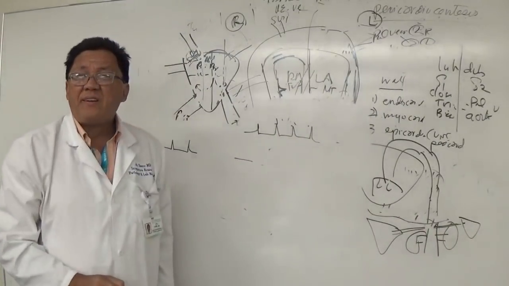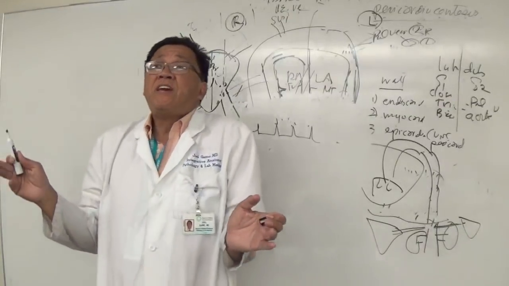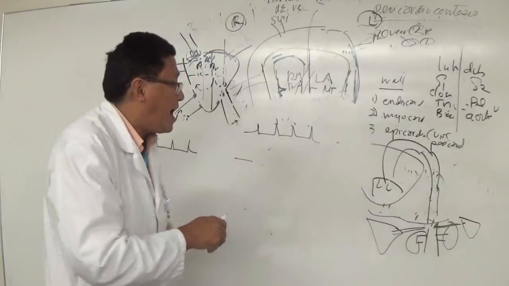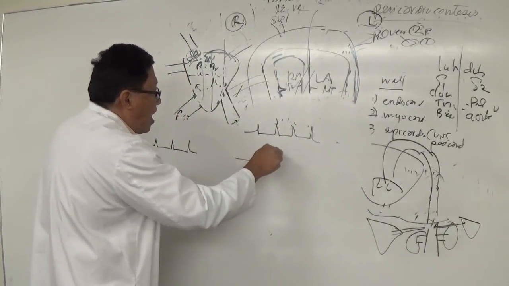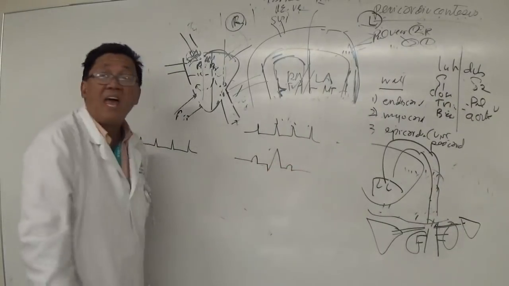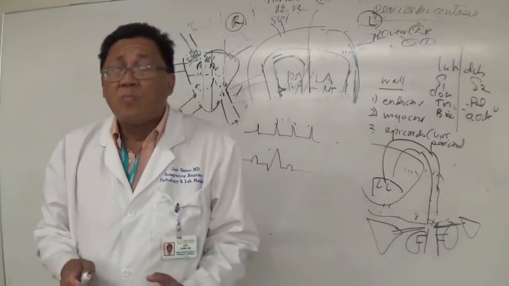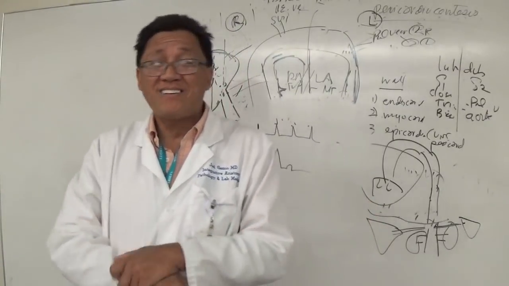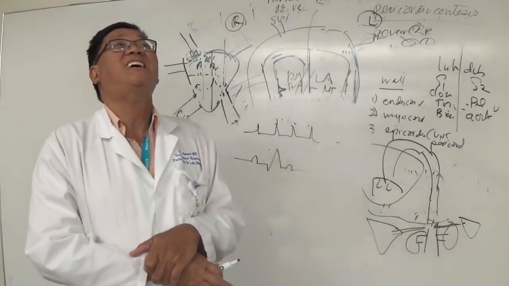Now, are you familiar with the, I don't know if I sang this on YouTube? A, B, C, D, E, F, G, H, I, J, K, L, M, N, O, P, Q, R, S, T, U, and V. We're gonna study the ECG. Boys and girls, come learn with me. Let us sing the ECG.